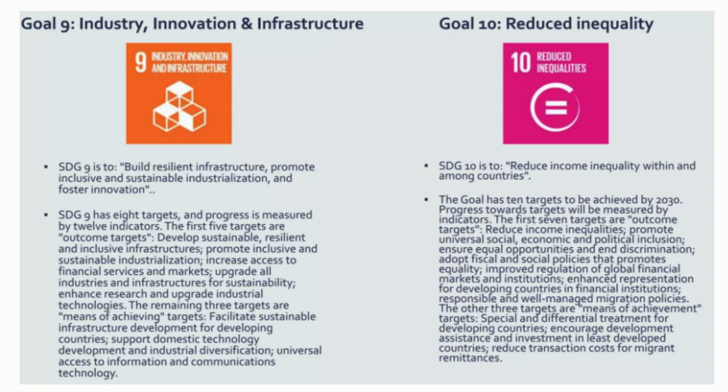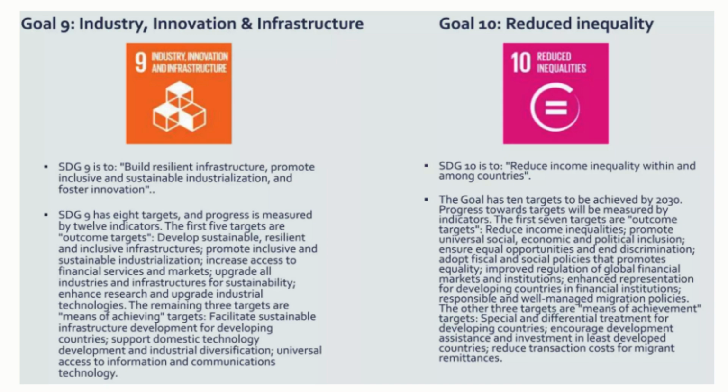Reduce income inequalities, promote universal social, economic, and political inclusion, ensure equal opportunities and end discrimination, adopt fiscal and social policies that promote equality, improve regulation of global financial markets and institutions, enhance representation for developing countries in financial institutions, responsible and well-managed migration policies. The other 3 targets are means of achievement targets: special and differential treatment for developing countries, encourage development assistance and investment in least developed countries, reduce transaction costs for migrant remittances.